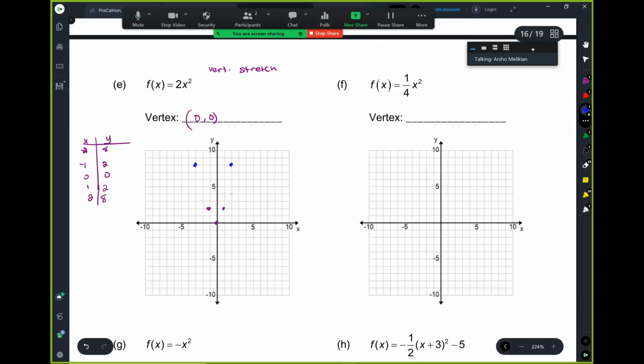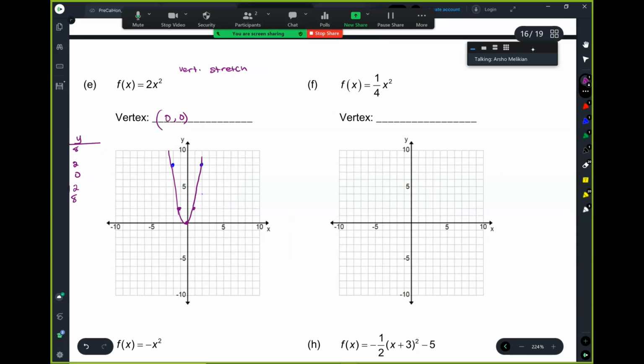Okay? That's how it's stretched, right? Instead of going up 4, now you're going up times 2. It's stretched upwards. Okay. All right, let's graph this one. That's how that looks. You see how much narrower it is.